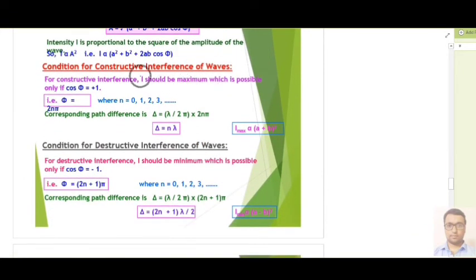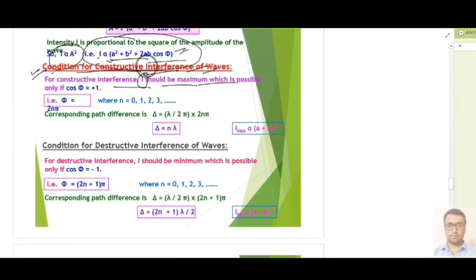Now the intensity of any resulting wave, we know, is proportional to A square, and the amplitude we got was A square plus B square plus 2AB cos phi by the law of parallelogram. Now next is where the constructive interference of waves will take place. For constructive interference, the intensity should be maximum. Now we know the expression for intensity is this one.